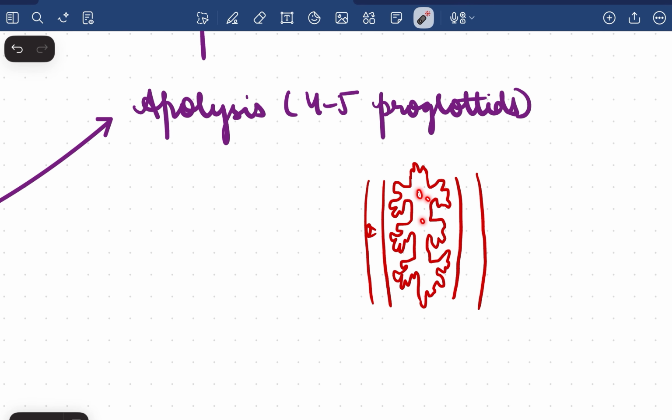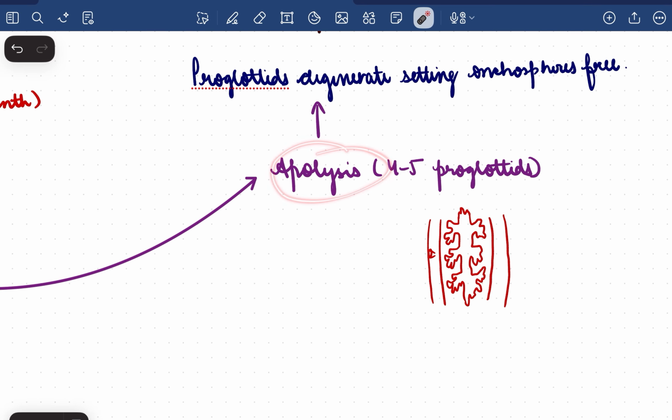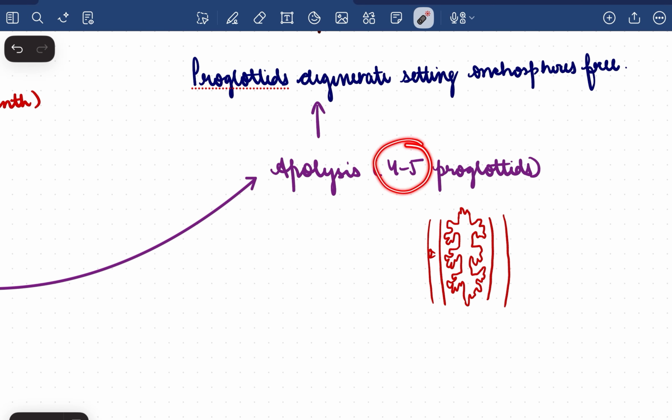So uterus is housing so many zygotes, the oncospheres, and apolysis happens. So what is apolysis? Apolysis is the detachment of these segments from the body of a tapeworm. Now, in case of Taenia solium, this happens in the bunches, like in the 4 or 5 bunch. Whereas in case of Taenia saginata, this happens singly. A single proglottid gets passed down with the stool.